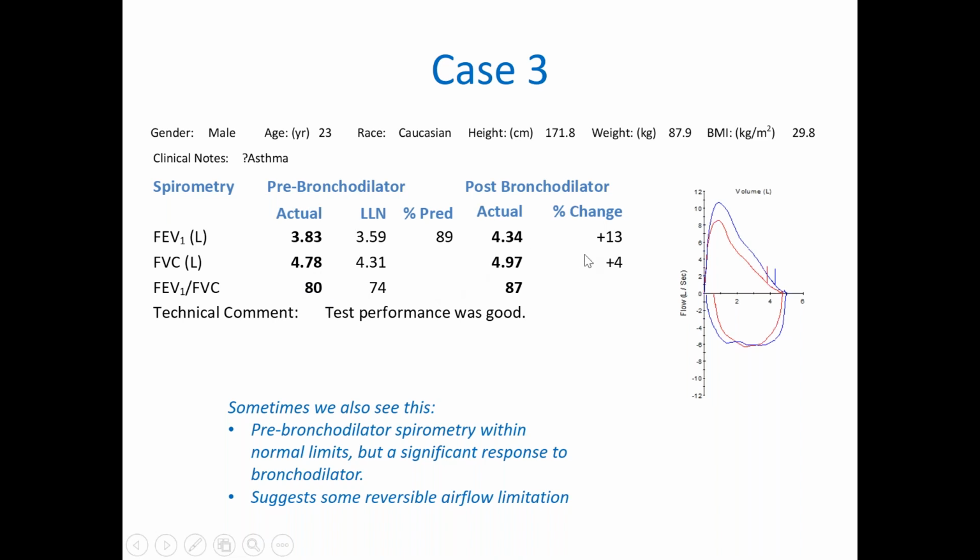But what we do see when we give bronchodilator is a significant change in either FEV1 or FVC. So sometimes, although we can't say there is obstruction in this pattern, because we do see a positive bronchodilator response, that suggests that there is some reversible airflow limitation. And so we need to be suspicious that there may be something like asthma present.